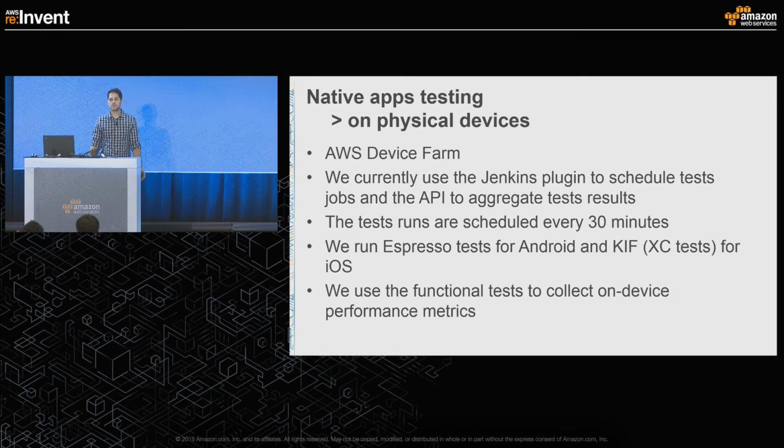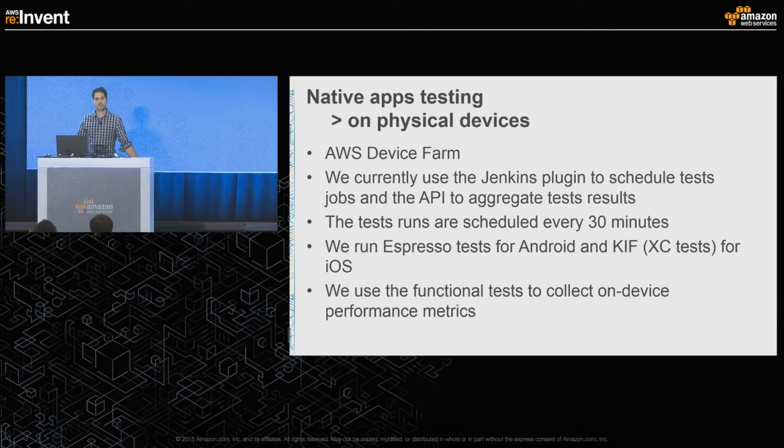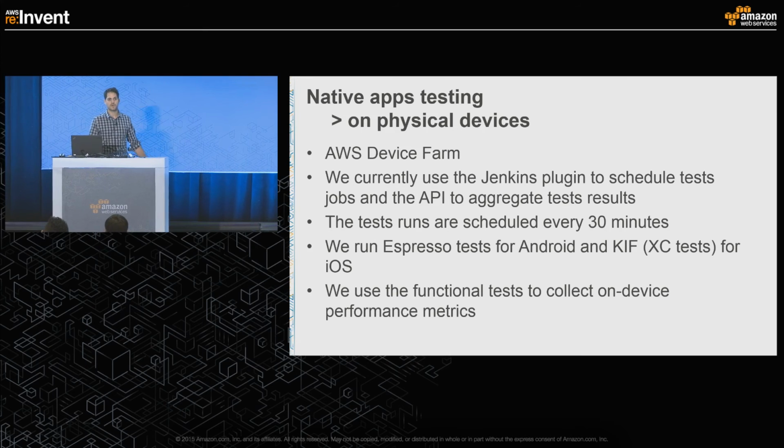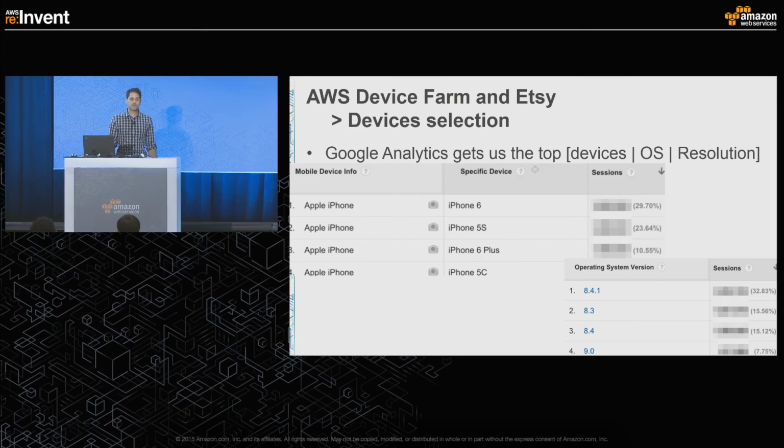And we also use those functional tests to collect on-device performance metrics, and I'm going to explain how later. For now, let's talk about the device selection. With a lot of devices, how do you pick? It's called a device pool in Device Farm lingo. We use Google Analytics for a lot of things, and so we added a custom dimension to get the specific devices on iOS, and we get the breakdown of top devices, top OS, and top resolution.